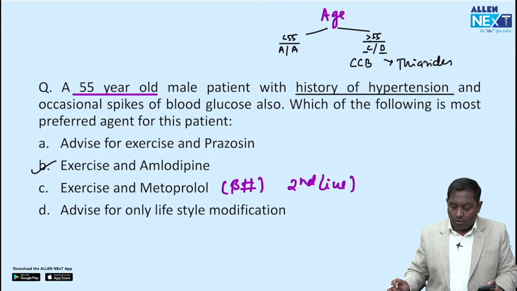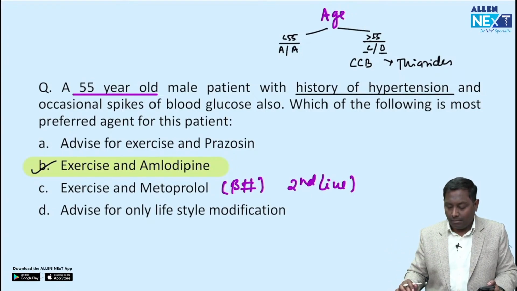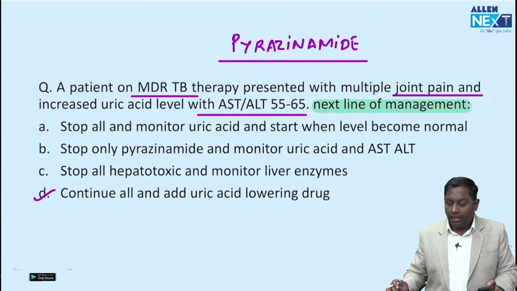Then a 55-year-old with hypertension, the first drug that you are going to start, I would say you start with ACE inhibitor or ARB, or if the age is 55 or more than 55, you are going to start a calcium channel blocker. So here the calcium channel blocker that we are going to start is amlodipine. Next that we are having is MDR TB, next line of management. So TB is the bigger problem here.